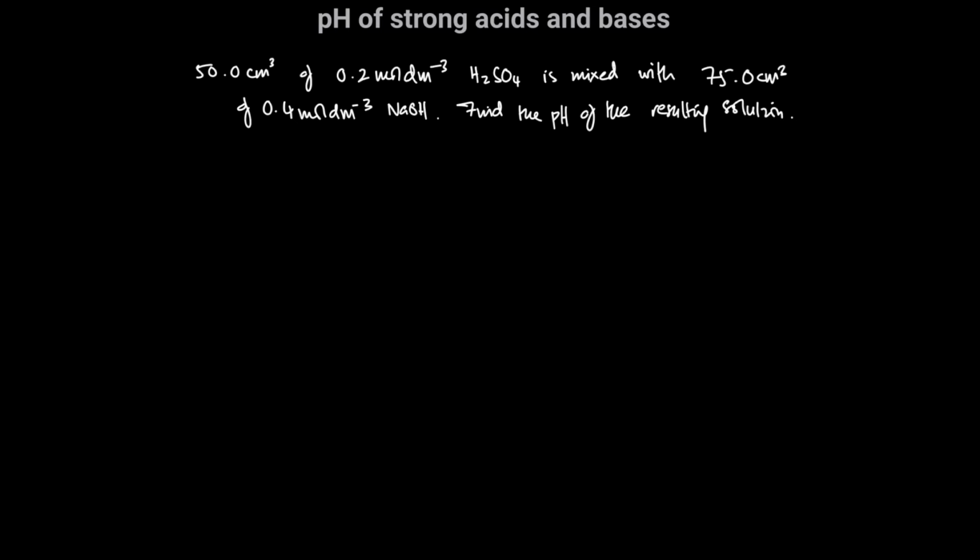So the first thing we're going to do here is make the equation. We have sodium hydroxide reacting with sulfuric acid. And we have two H plus ions here, so we're going to need two OH minus ions for neutralization. And our product is sodium sulfate and 2H2O. So here's the equation.